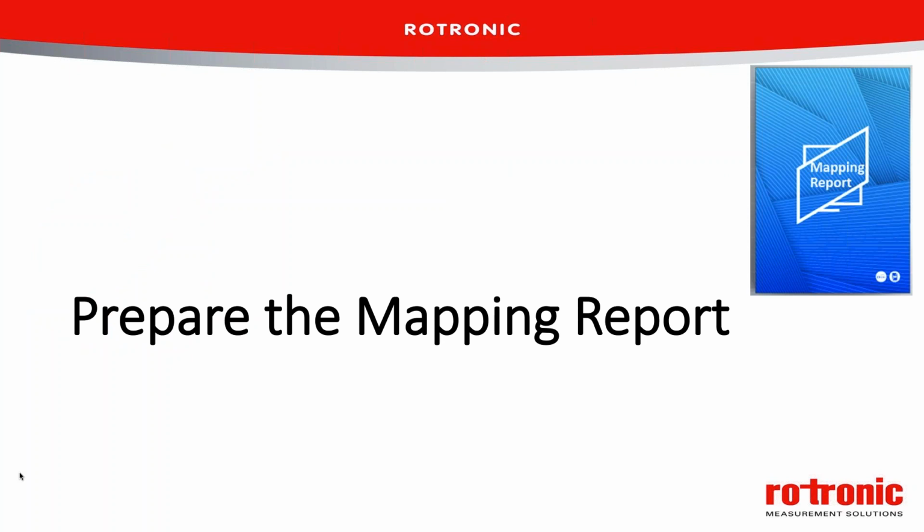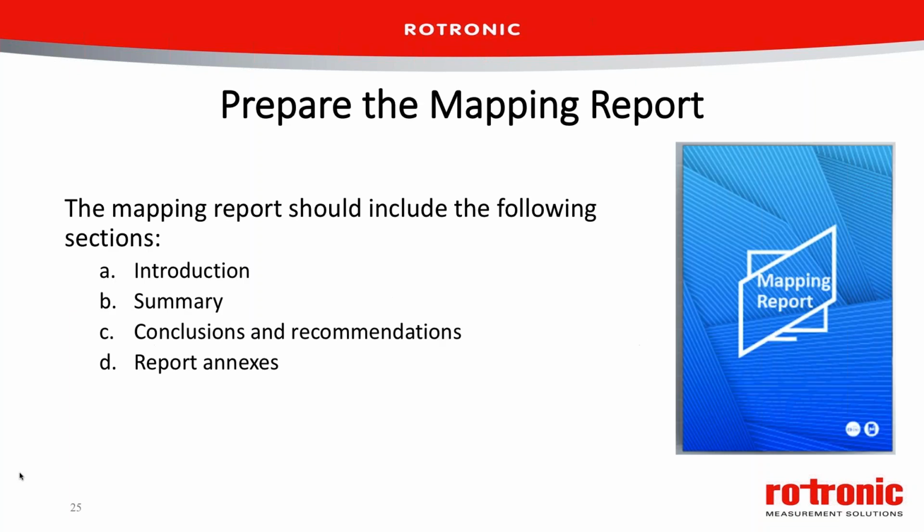We're going to head into preparing the mapping report. The mapping report should include the following sections: an introduction, description of the objectives of the mapping study, a summary, and discussion of the results organized in the sequence set out in the mapping protocol, including a summary of deviations, a general conclusion for all verifications and observations indicating the acceptability of the equipment for operation. Recommendations and remarks can be incorporated into this section as well.